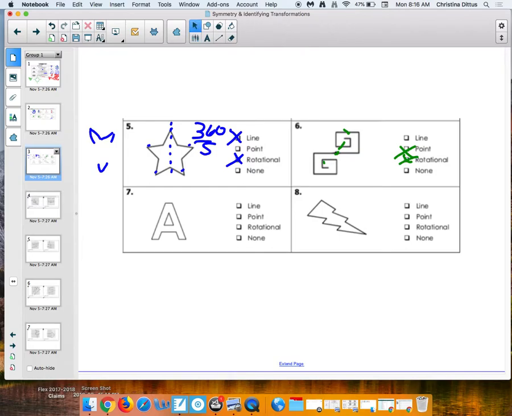The letter A. Can I make line symmetry from there? Yep. Can I flip it upside down? Nope. Can I rotate it at all? Nope. Just line. And my lightning bolt, can I draw a line? No. Can I flip it upside down? No. Can I rotate it at all? No. We got none.